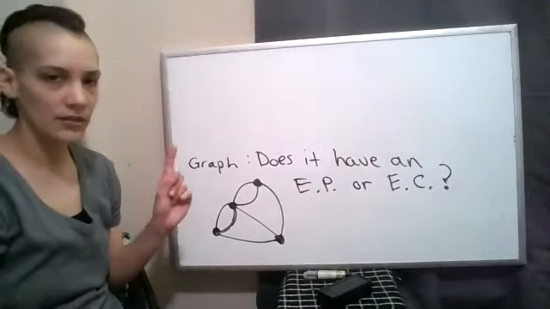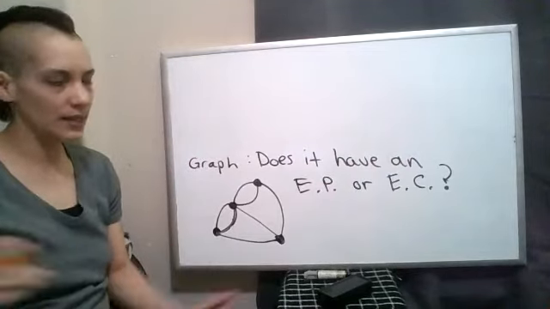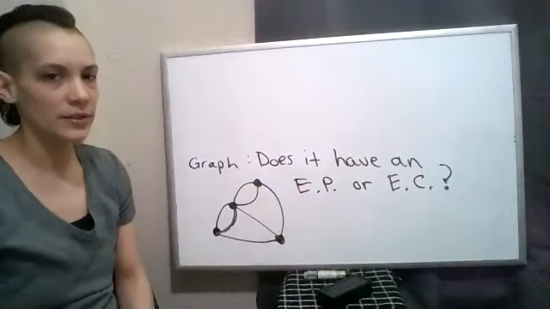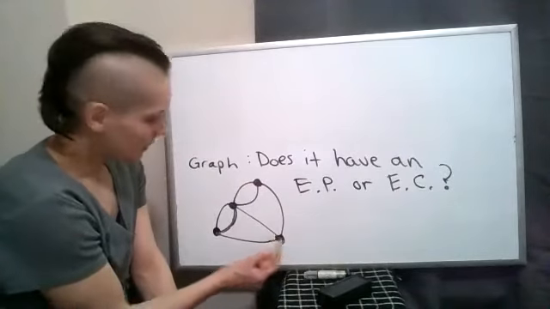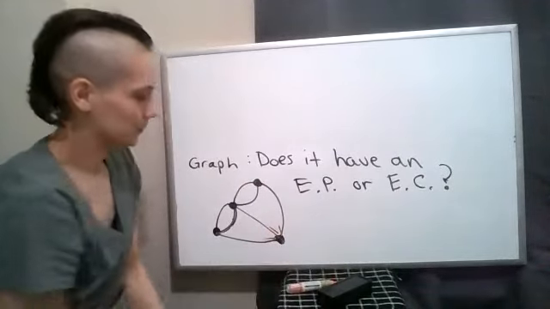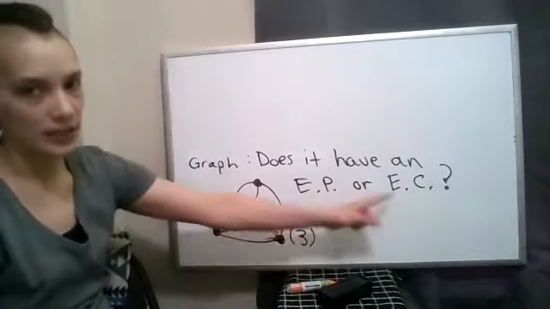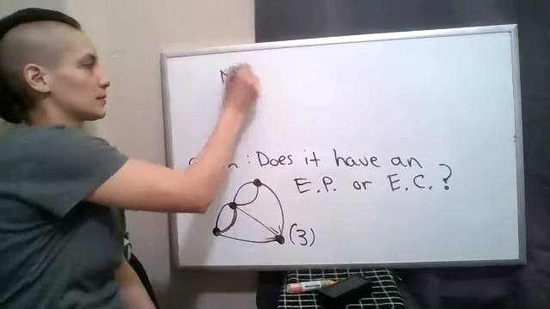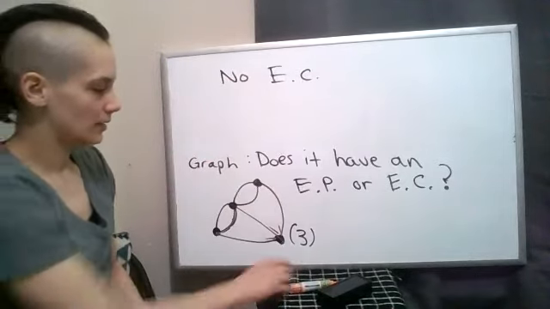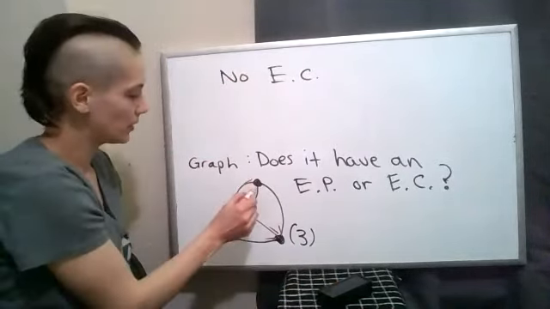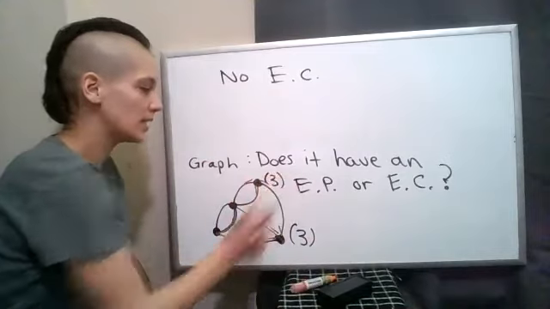So we check the degree of the vertices. If there's 2 odd, it's got an Euler path. If there's 0 odd, it's got an Euler circuit. Or if neither of those happens, then it's got neither of those things. So degree 3. So we already know that it's not going to have an Euler circuit. Degree 3 again. So it could have an Euler path as long as we don't have any more odd vertices.